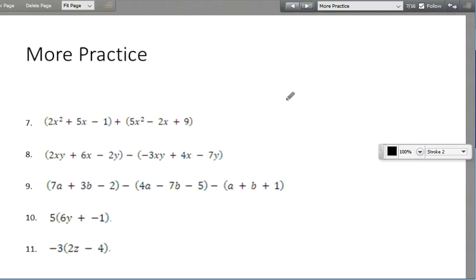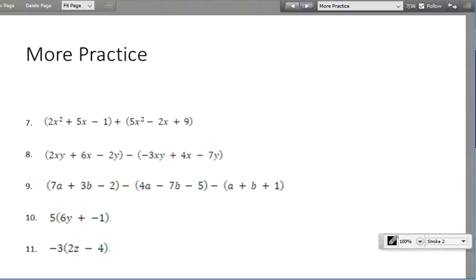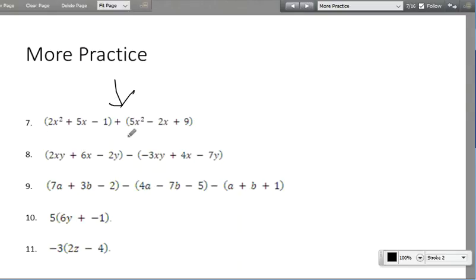Okay, let's go ahead and do some more practice problems. I think that by looking at practice problems and going through them, it's a really good way to learn how to apply this property. On number 7, what I want you to notice is that in between these two sets of parentheses, there is an addition sign. So we can think about there being like this imaginary 1 here. And what we're doing is we're taking all 3 of these terms and then we're adding all 3 of these terms.